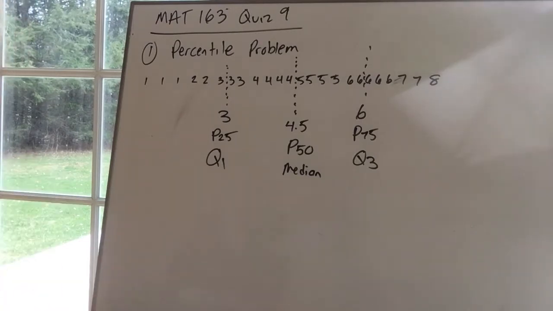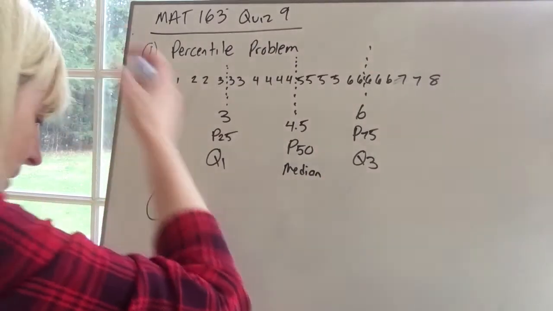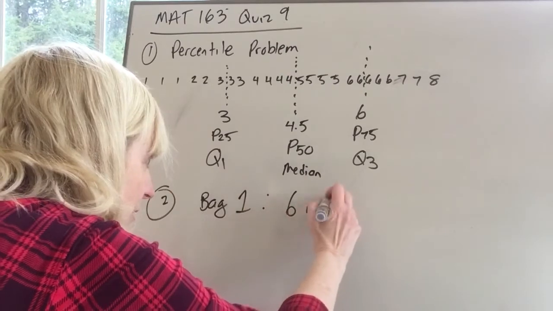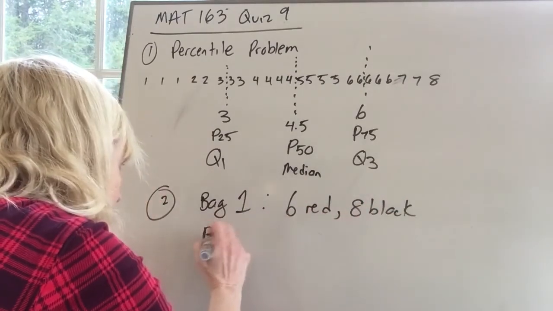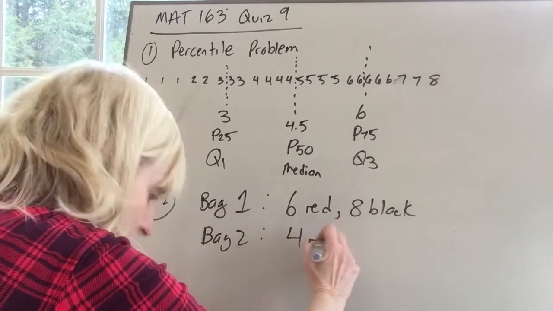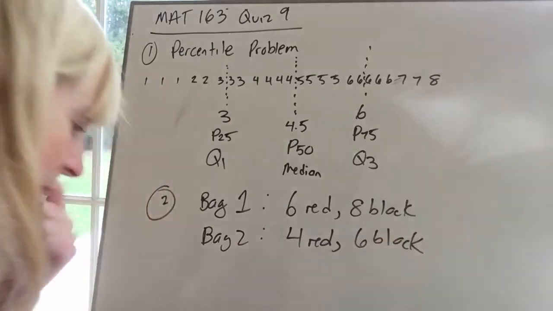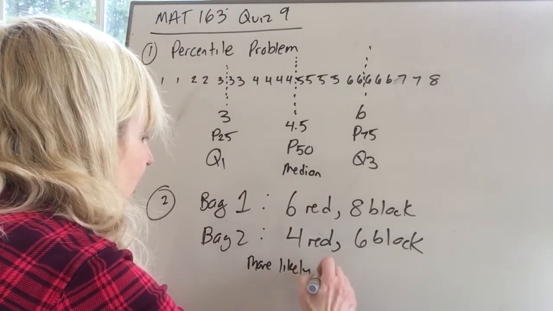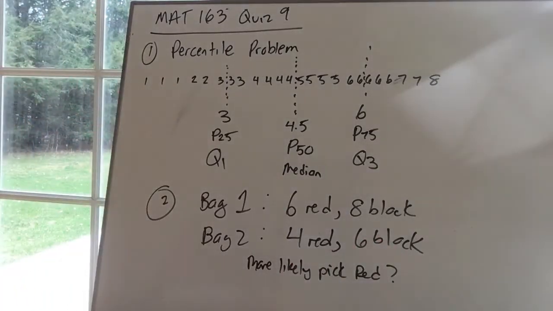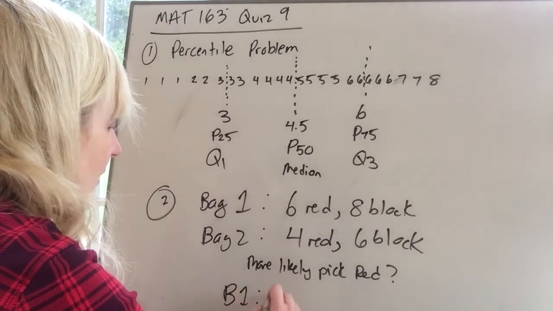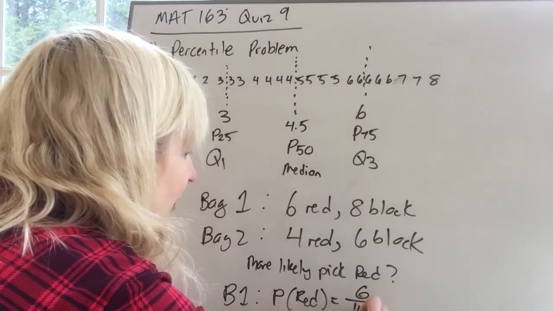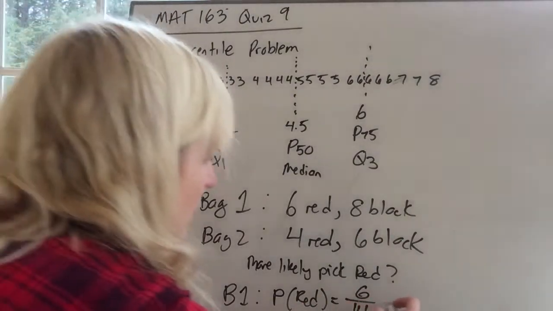The second one is a probability problem. They talk about marbles in a bag. So bag 1 has 6 red, 8 black. And bag 2 has, these are just examples, you'll have different numbers, 4 red and 6 black. Which bag is more likely to give you a red if you reached in and picked out a marble? So how about bag 1, you guys? What's the probability of a red? Well, how many marbles are you picking from? 6 red, 8 black. There are 14 marbles. How many of them are red? 6 out of 14. Not 6 out of 8, right? 6 out of 14, which is 0.42.